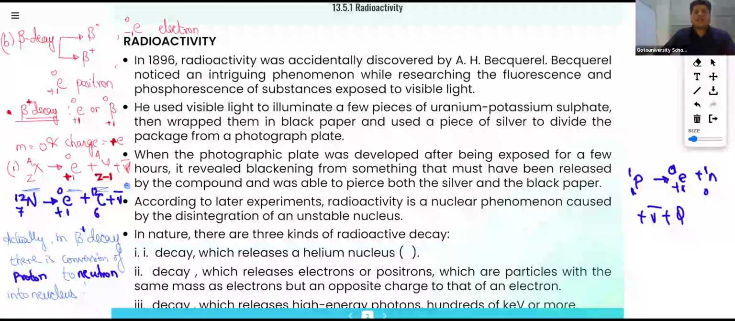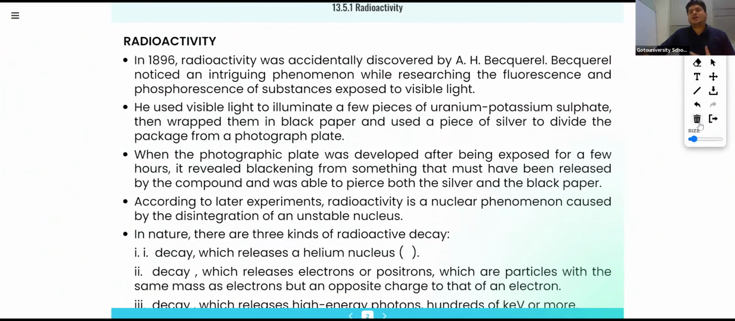Then last we have gamma radiation. What is gamma radiation? Gamma radiation is released in the form of Em minus En equal to h gamma, so gamma will be equal to (Em minus En) upon h. This is how the radioactivity process works. Let's see some questions based on this.